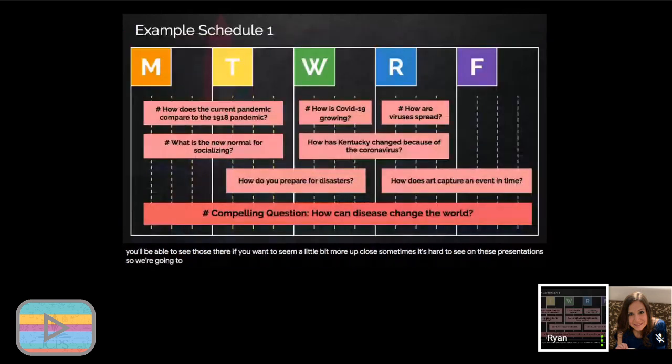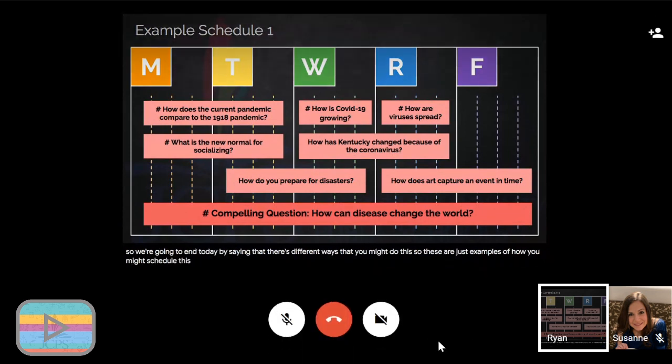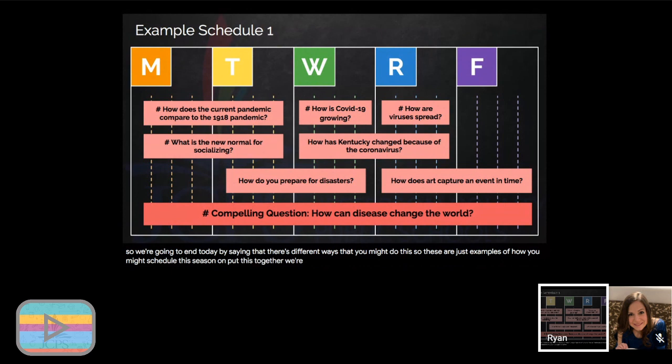So we're going to end today by saying that there are different ways that you might do this. These are just examples of how you might schedule this. Susan and I put this together where, once again, you're seeing the hashtags being used as these might be the ones that you're definitely going to use, right? And the other ones are more optional. So this is just a way of pacing this out for students, and you might share something like this with them to help them pace through their day.